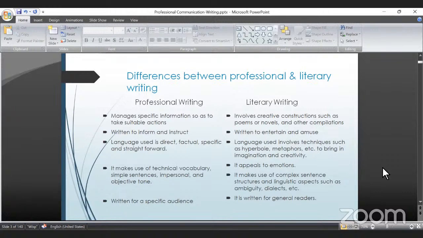But professional writing, on the other hand, is always written to fulfill suitable actions, right? Written to inform and instruct, whereas the other can be written to entertain and amuse. Then with respect to the language that you use in professional writing, we'll look in detail at what direct, factual, specific, and straightforward means. That is, we'll see how to write in a direct, factual, specific fashion. For the time being, you just need to keep in mind that this is the nature of the language that is used in professional writing. So how is it? It is direct, factual, specific, and straightforward.